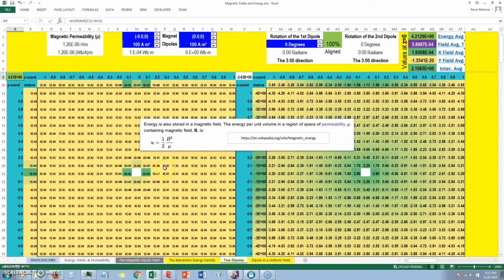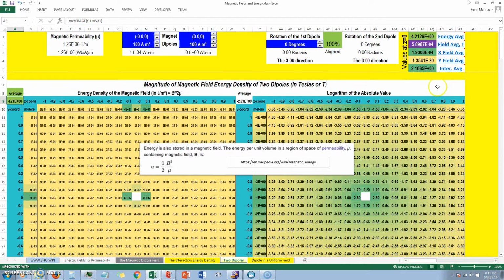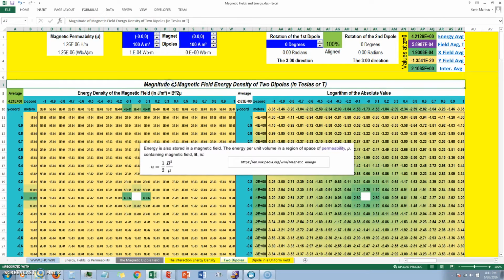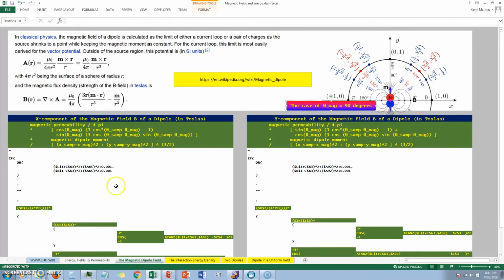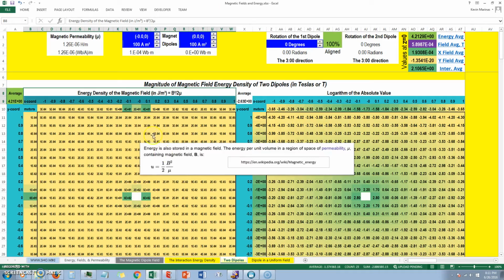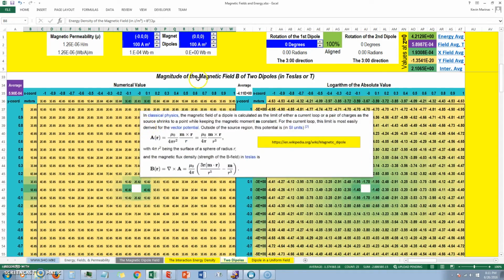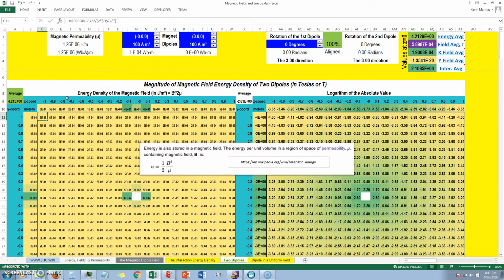Okay, so here is our way of calculating. This is for the magnitude of the magnetic field energy density of two dipoles in Tesla units. So how is this done? Well, that's based upon the way of doing the code. Here's for the X component of the magnetic field. So going here, there's the magnitude of the B field, which is based upon this.